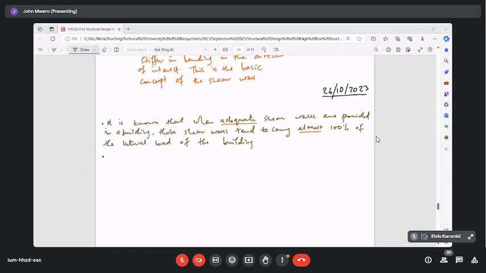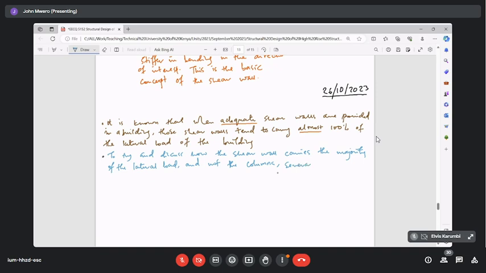To try and discuss how a shear wall carries the majority of the lateral load and not the columns, several engineering facts are important to remember.